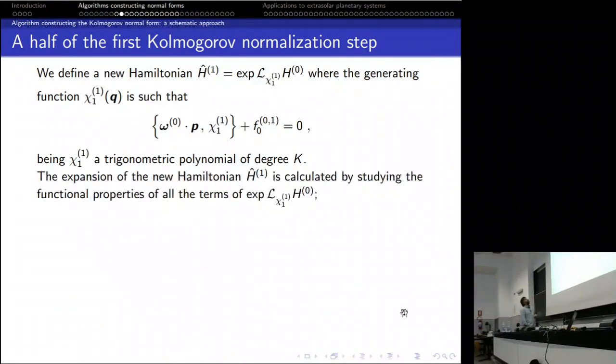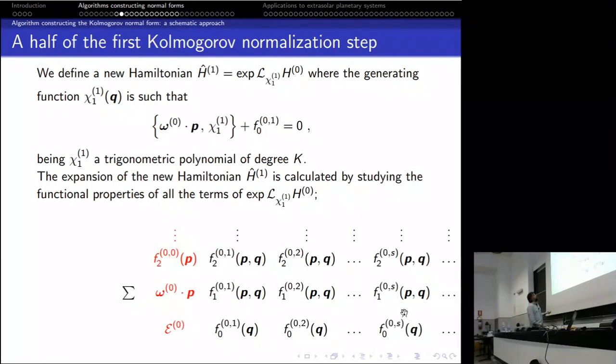Okay? Well, so you solve this homological equation, how? Write down the Fourier expansion of the term you want to remove and add a denominator, that is k times the angular velocity vector, where k is just the Fourier one. Okay? Then you start to apply the Lie series relating to that generating function to all the terms. Okay, so the first contribution is what you could apply also to the energy, but since it is a constant, any Poisson brackets with that will disappear.